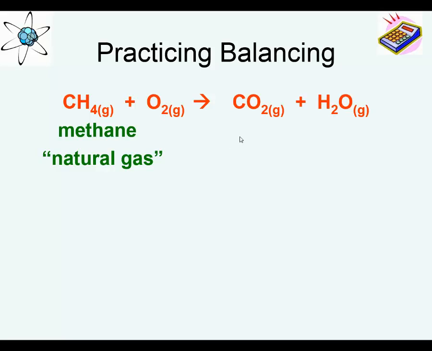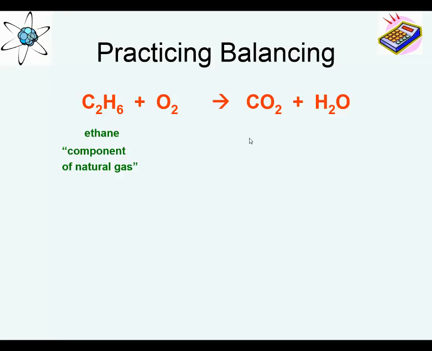We've already balanced for methane gas. You can practice balancing for it again if you'd like, but let's try balancing for ethane, another component of natural gas. So if I balance for ethane, I'm going to set up my element inventory. And I have carbon atoms, hydrogen atoms, and oxygen atoms that I'm balancing for. I begin with 2 carbon atoms. I begin with 6 hydrogen atoms, and I begin with 2 oxygen atoms.